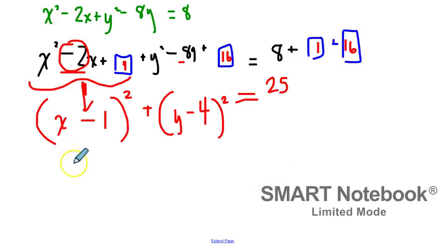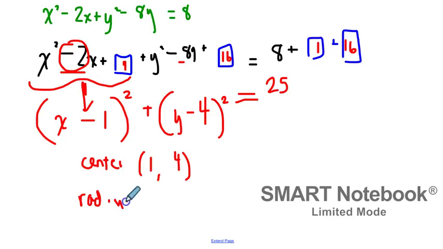To find the center, remember I changed my signs. So the center is not negative 1, negative 4. It's positive 1, positive 4. And the radius, I take the square root. So the radius is not 25. It's the square root of 25, which is 5.